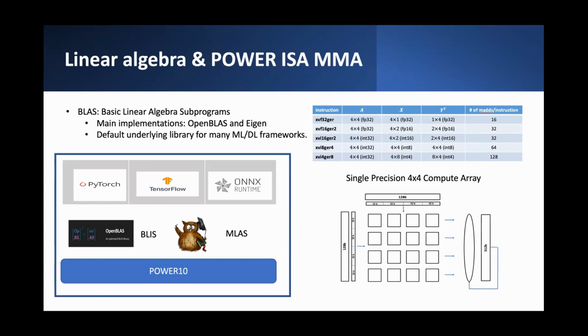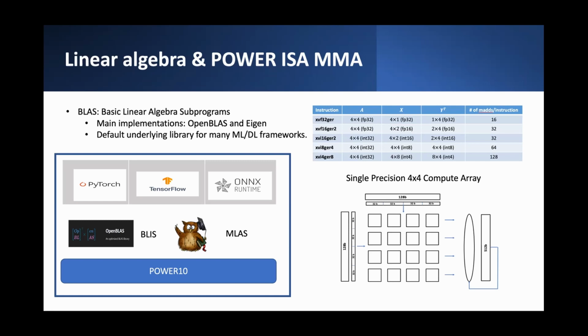So this is about linear algebra and the POWER10 ISA. BLAS stands for Basic Linear Algebra Subprograms. Today, there are different sets of libraries that implement these linear algebra operations, and there are different sets of functions for that. The most commonly used libraries are OpenBLAS and Eigen, and they are the default underlying library for many of the ML/DL frameworks.